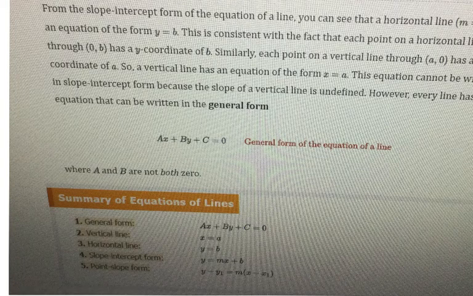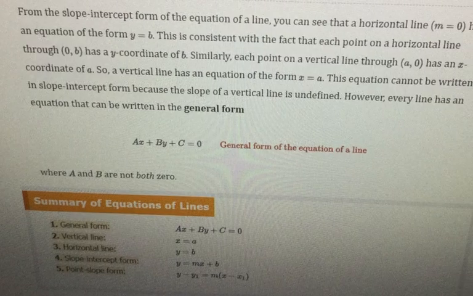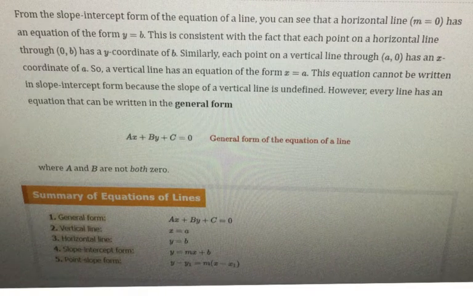From the slope-intercept form of the equation of a line, we can see that horizontal lines have a slope of 0, and they're in the form of the equation y equals b. And we've already talked about that. This is consistent with the fact that each point on a horizontal line is through the point (0, b) and has a y coordinate of b. Similarly, each point on a vertical line through (a, 0) has an x coordinate of a. So a vertical line has the equation of the form x equals a. That's stuff we talked about yesterday, our two special cases. This equation cannot be written in slope-intercept form because the slope of a vertical line is undefined.